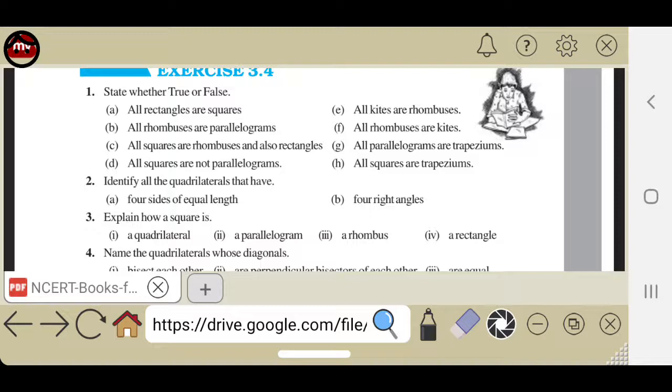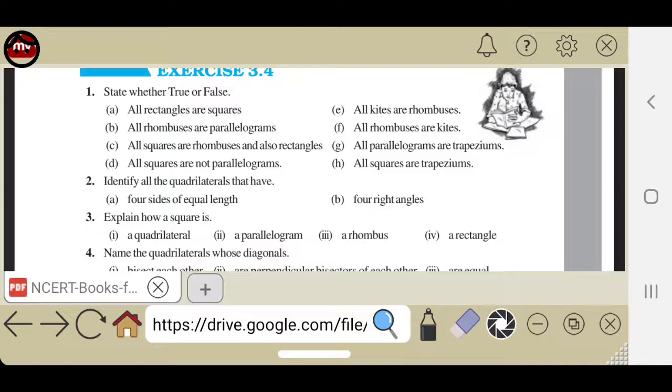All kites are rhombus? No. A kite does not need all sides equal, but in a rhombus all sides should be equal. Then next, all rhombus are kites. Yes, correct. A kite means any two adjacent sides are equal. In a rhombus, two adjacent sides are equal, so all rhombus are kites.